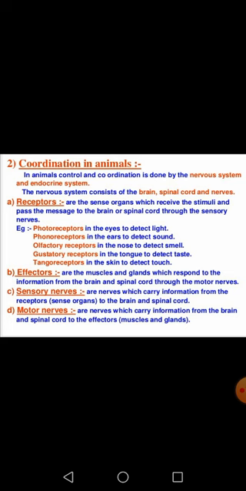And what are effectors? Receptors receive the signal and send it to the brain or spinal cord. The brain or spinal cord analyzes the condition and gives an order, and according to that order our various body structures respond. The organs, muscles or glands which respond to any kind of stimuli are called effectors. Now we have to discuss a lot about neurons: what they are, what their structures are and what their functions are. Later, in the next video, I will discuss it in detail.